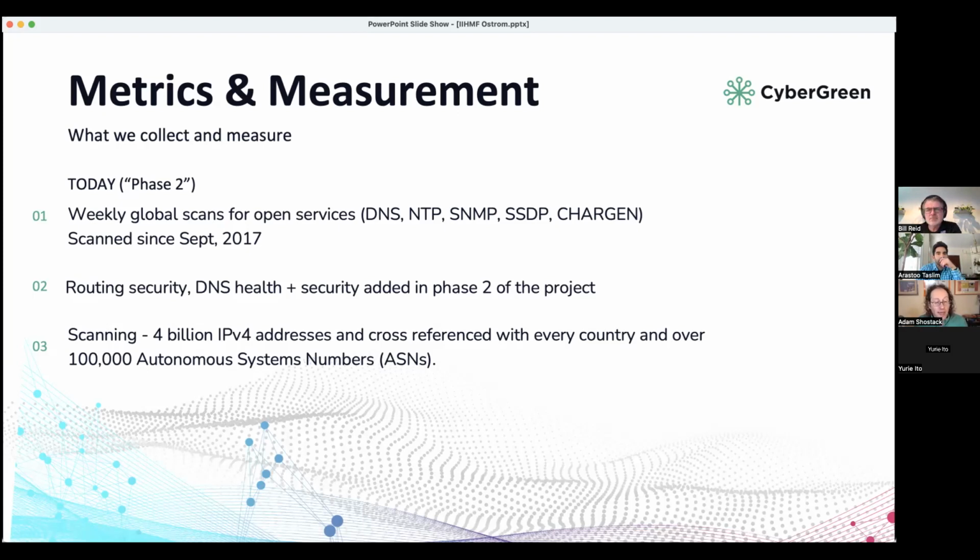In phase 2, we added in routing security, we added in DNS health and security, and we're scanning across the entire IP4 space. We're scanning across the entire set of autonomous systems used in internet routing. And since the question sometimes comes up, we are not yet doing IP6 scanning. The IP6 space is really big. Scanning it is more complex than scanning IP4.